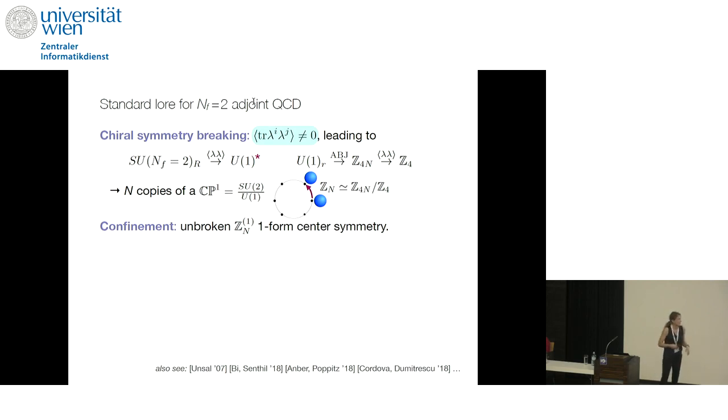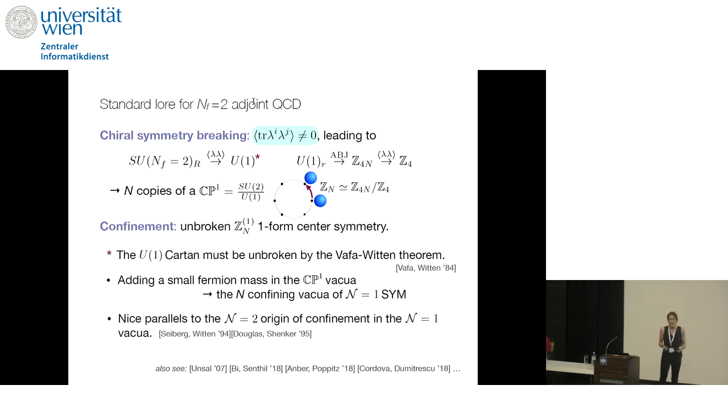Furthermore, there's a discrete Z_4N R symmetry, which would be broken to a Z_4 subgroup. And so there would actually be N copies of the CP1 vacuum related by the Z_N action. So I'll refer to this conjectured phase throughout this talk as the CP1 phase of adjoint QCD. In this phase, the Z_N one-form center symmetry is unbroken and so features confinement.